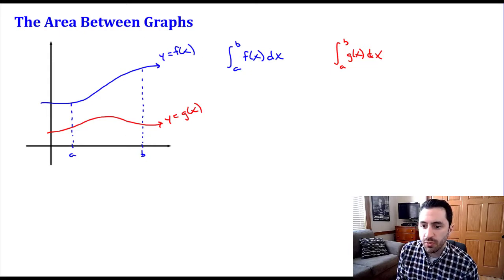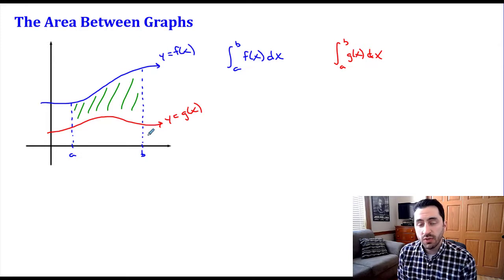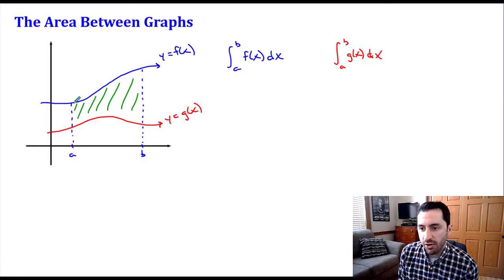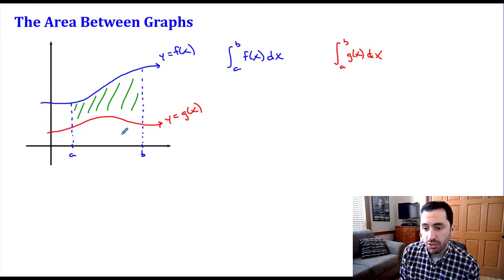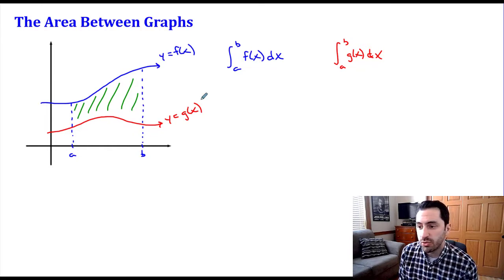But let's say we wanted to find the area of this region in between the two graphs. Now, using some pretty basic geometry ideas, if I take the area underneath my graph of f of x, that gives me the entire area here. And then if I take away the area that's underneath my graph of g of x, that should give me just the area that's in between them. So if I subtract these two definite integrals, I should end up with that area in between the two graphs.